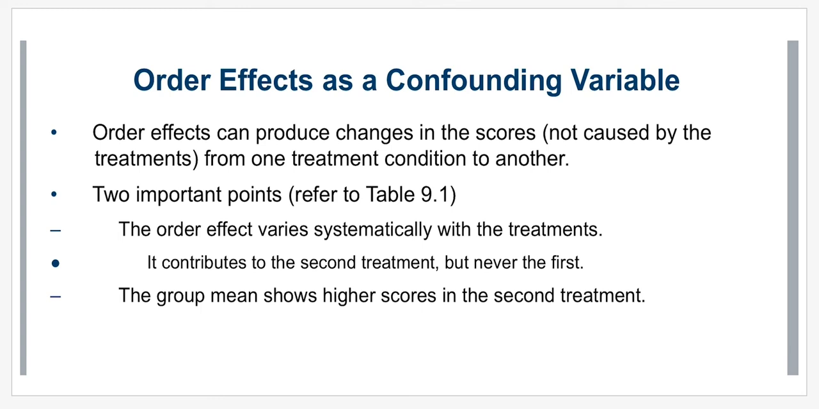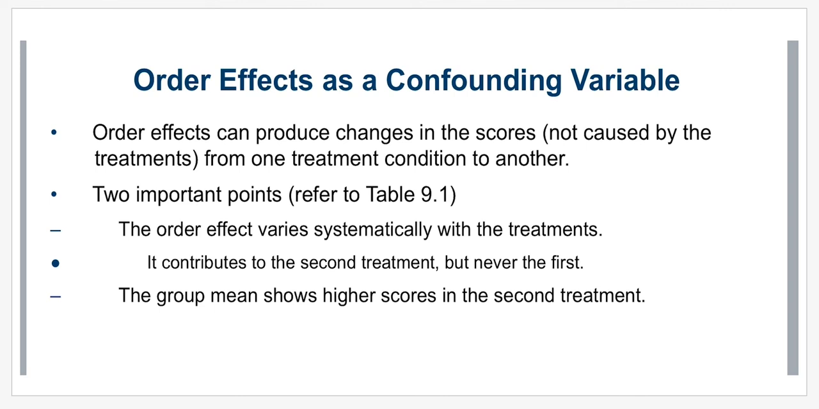So order effects, going back to order effects, they can produce changes in the scores not caused by the treatments from one treatment condition to another. We kind of already talked about that. Table 9.1, which I'm going to show you in a second, gives you an example of this, but it also points out 2 very important things. So the first is that the order effect is going to vary systematically with the treatments. In other words, it's going to contribute to a change in the second treatment, but never the first. So if the first is affected as well as the second treatment, then it is not an order effect. The order effect has to affect the second.